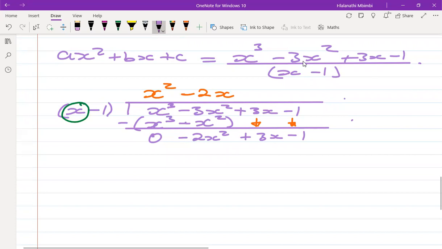So after you have your negative 2x over there, then take that negative 2x.